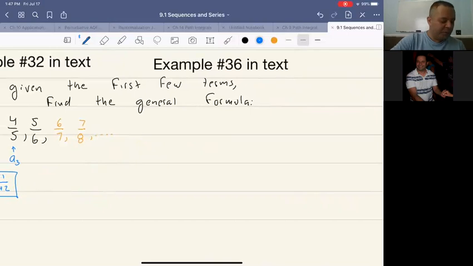Okay, next problem, number 36, we're going to do the same thing. So our first few terms are negative 1/2, 1/4, negative 1/8, 1/16. Okay, and that would keep going. Again, if you knew the next one, congratulations. The next one would be, of course, negative 1/32.